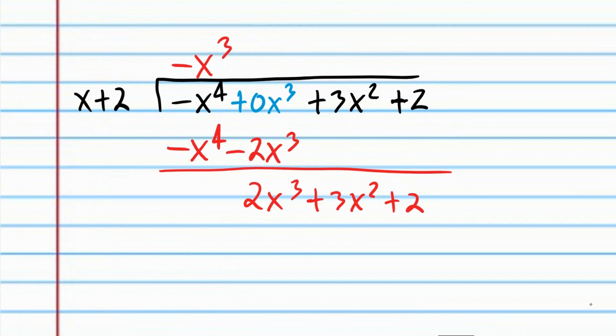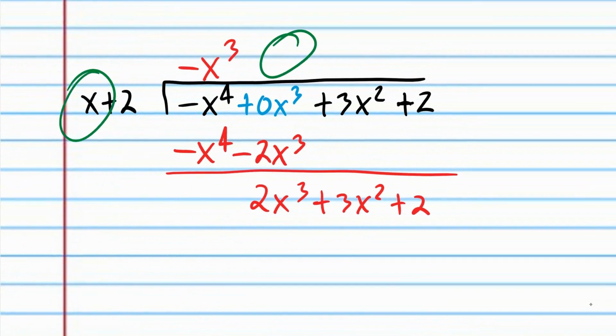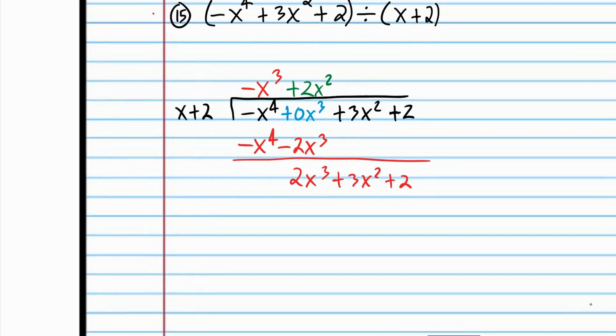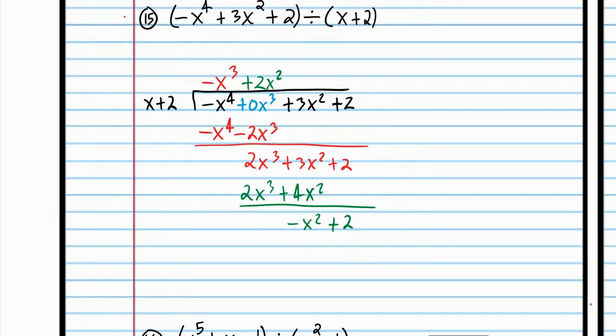X times what number is equal to 2x cubed? And the answer is 2x squared. Multiply these two, and you get 2x to the third power plus 4x squared. Subtract, and we get negative x squared plus 2. On to the next cycle.